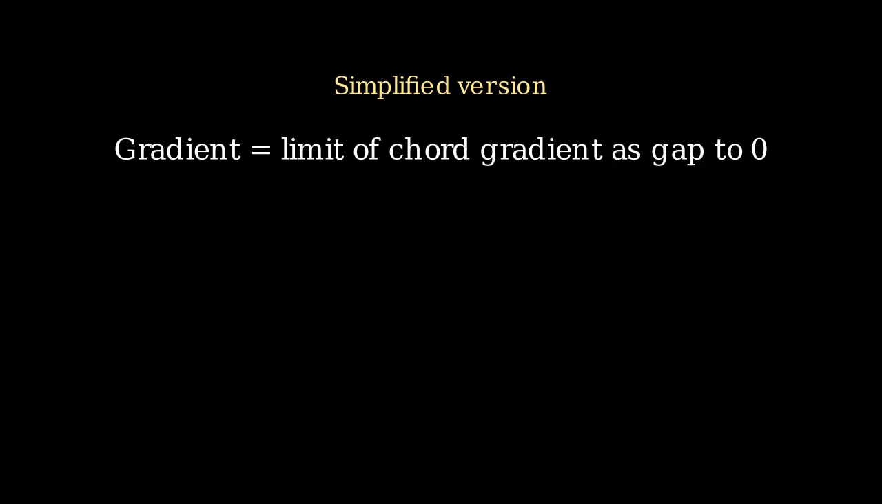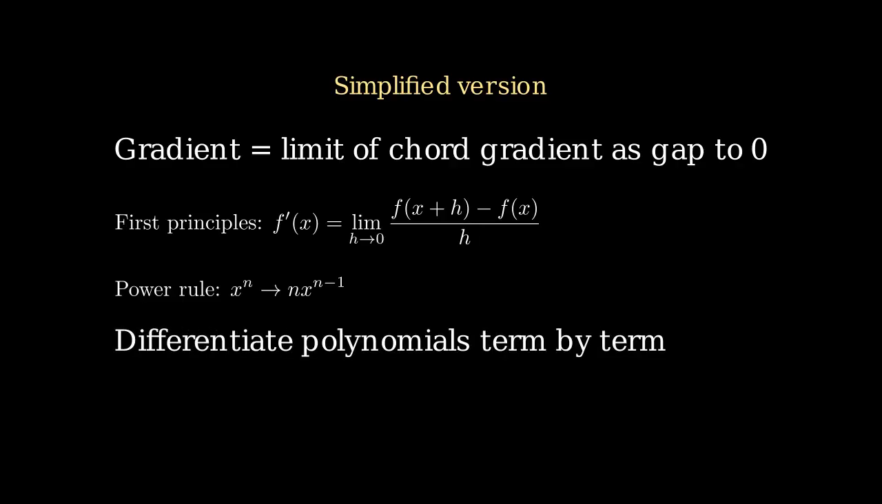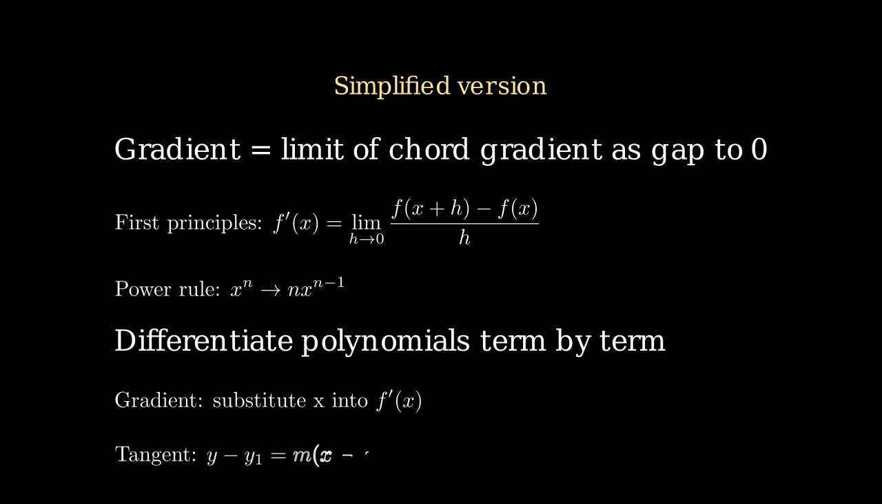Gradient of a curve equals the limit of the chord gradient as the gap shrinks to 0. First principles, f prime of x equals the limit as h goes to 0 of f of x plus h minus f of x over h. Power rule, x to the n differentiates to n times x to the power of n minus 1. Differentiate polynomials term by term. Substitute x into the derivative for the gradient. Substitute the gradient and point into y minus y1 equals m, open bracket, x minus x1, close bracket, for the tangent line.